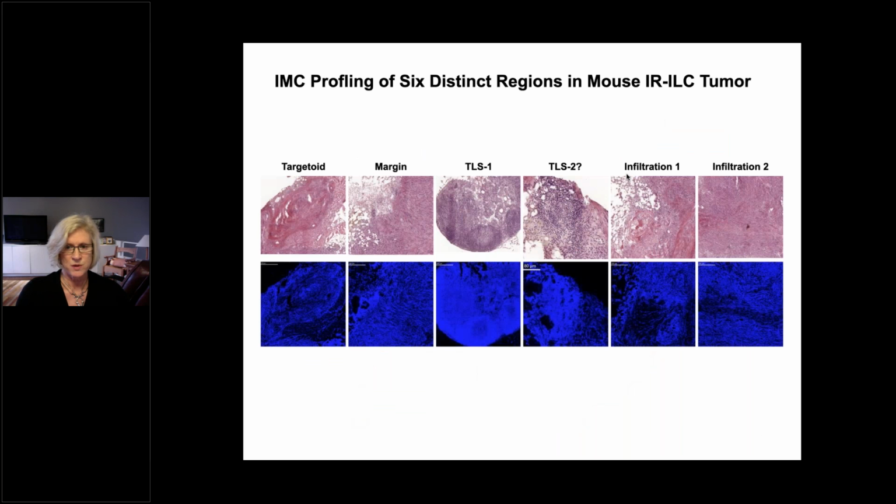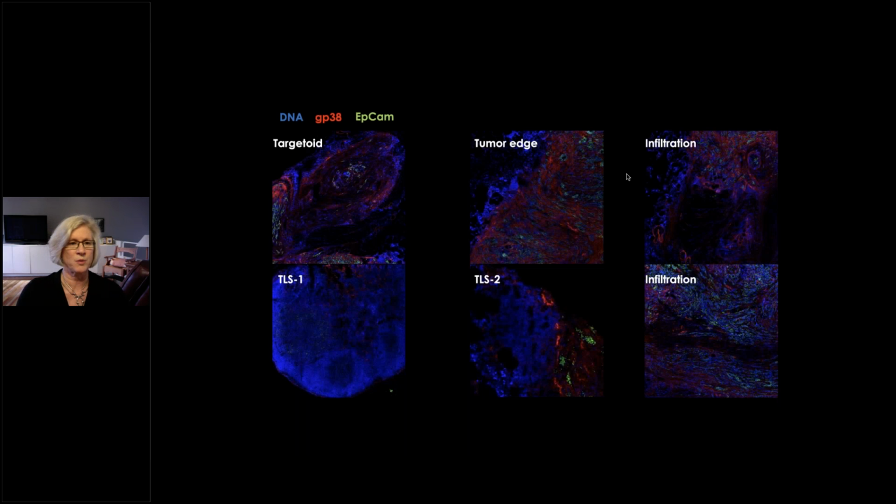Okay, so there's the 6 regions we profiled, just to put them all side by side. What you're seeing on the top is the H&E stain, and on the bottom is the colored DNA stain of the tumor, so we can see that we captured the right regions. So I'm just going to show you a couple of 2 and 3 color overlays to show how different the areas of the tumor are. GP38 is a stromal cell marker, also on some blood endothelial and lymphatic endothelial cells, and EpCAM is an epithelial marker. So we see that there are stromal and mixed epithelial cells in some of these regions, but that the regions we queried as possible TLSs were mostly devoid of both stroma and epithelial cells.